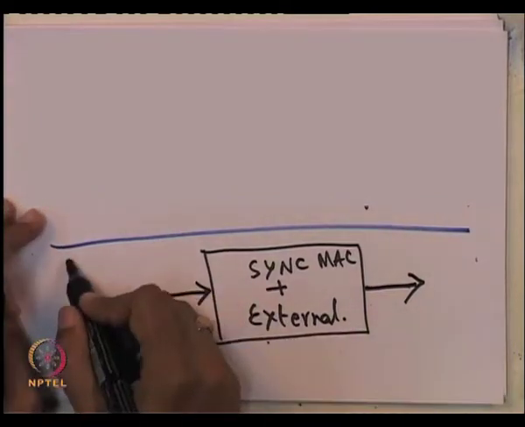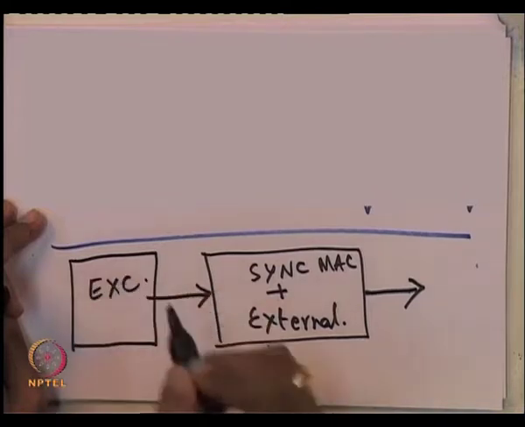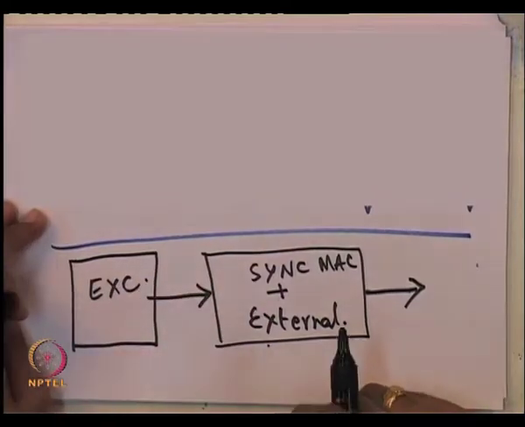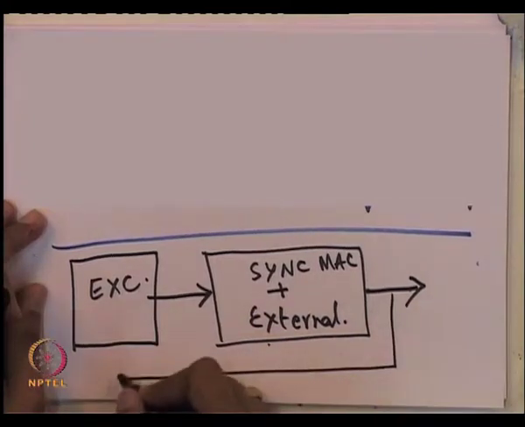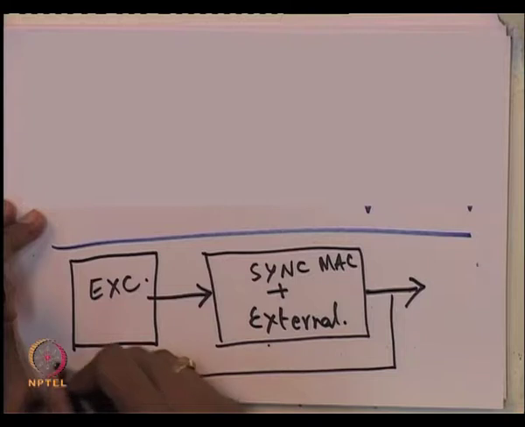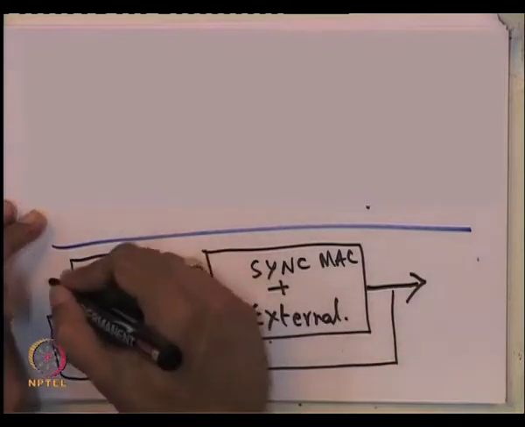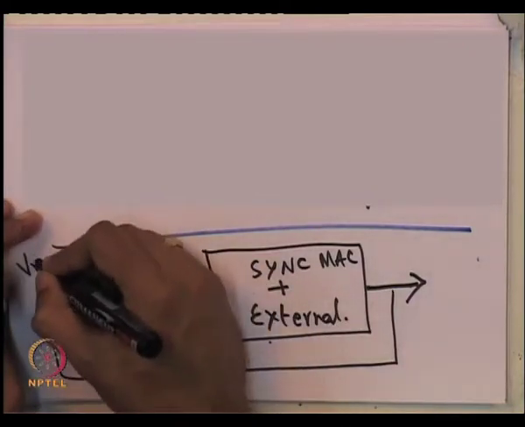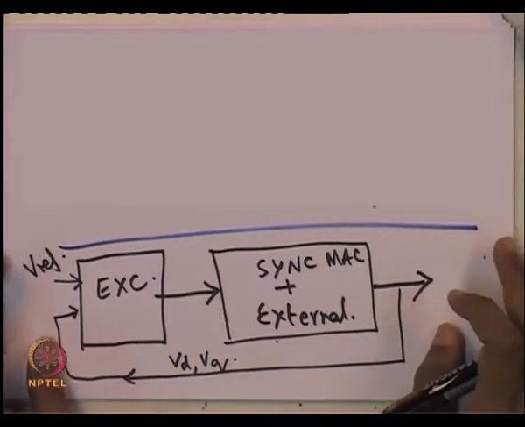Now, what remains to be done of course is the exciter equations themselves. The excitation system essentially takes a feedback of the voltage, the terminal voltage V d and V q, and the set point is what is given by us. And this is how your system looks like.